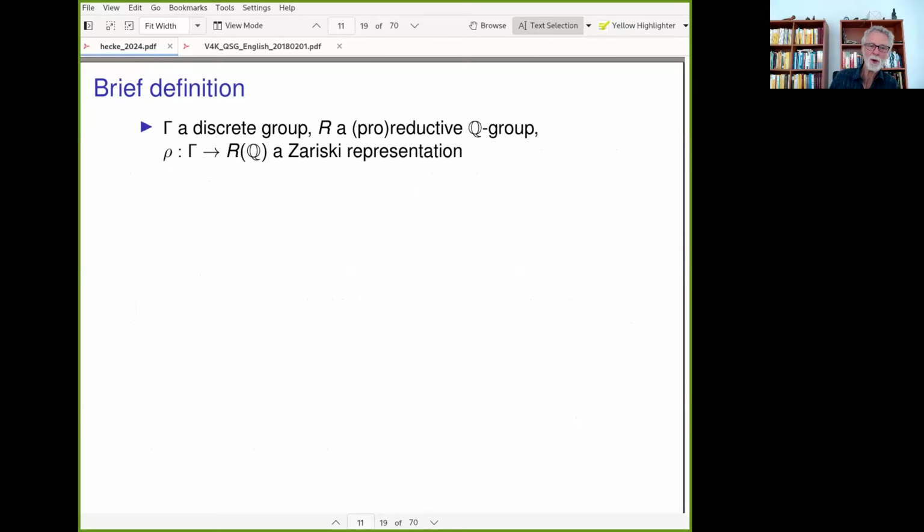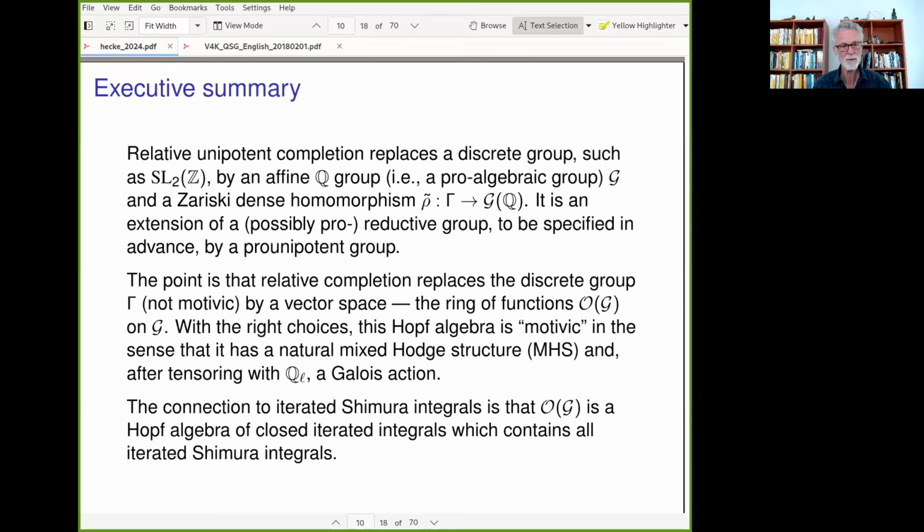So let me give you a more mathematical definition to describe how this works. By the way, I should say on this previous slide, if I took the reductive group to be trivial, then the completion is just the unipotent completion. So for example, if I do this for pi1 of P1 minus 0, 1 and infinity, the coordinate ring of the unipotent completion of that pi1 will consist of all iterated integrals of those one forms I wrote down before, omega 0 and omega 1.